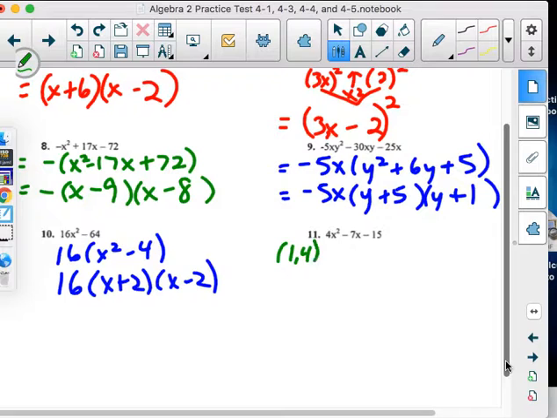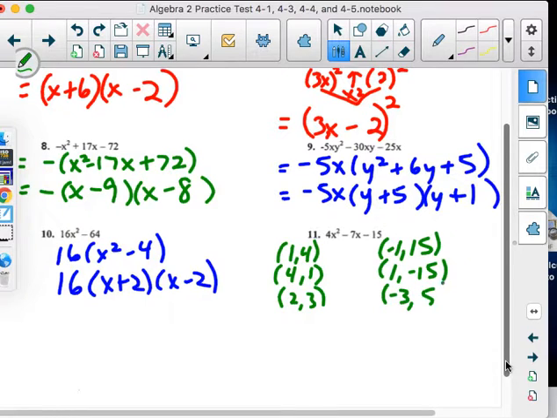So I have to try all the combos here for 4. There's 3 of those. And then in the back, I need all the combos for 15, but it has to be a negative 15. So that means one of them has to be negative. That makes this a little bit more to check through.